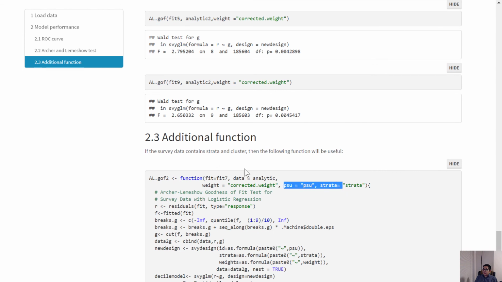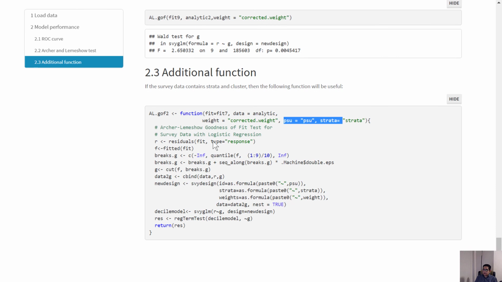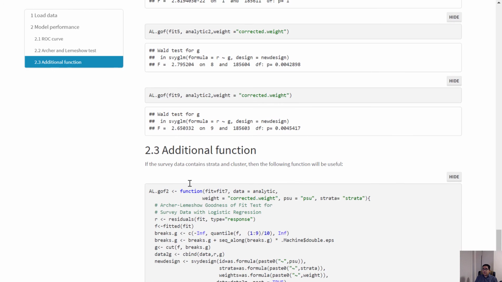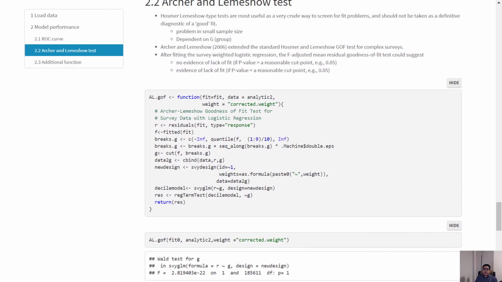So there is one additional function that I gave here that takes strata and cluster into account, and that should work for other survey data such as NHANES, when you are trying to get the Archer-Lemeshow test from that NHANES dataset.